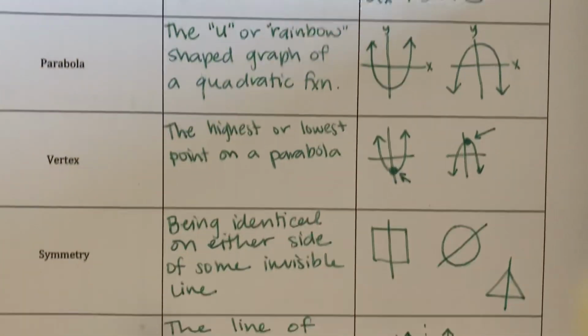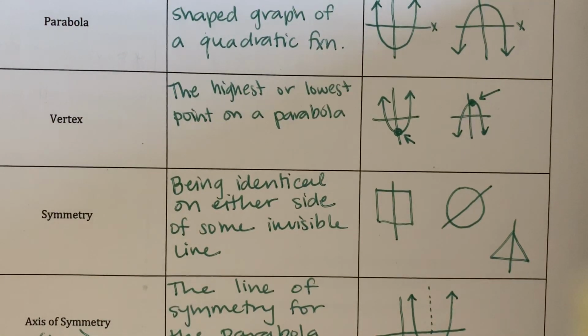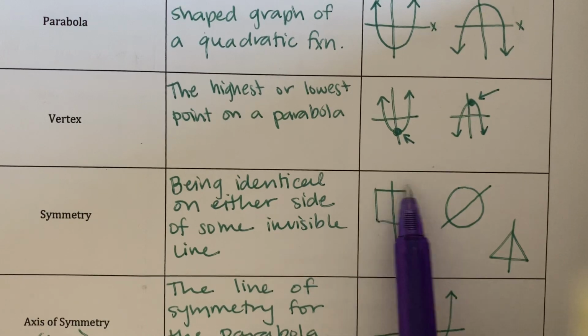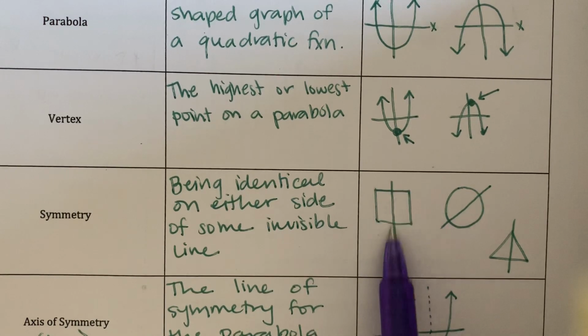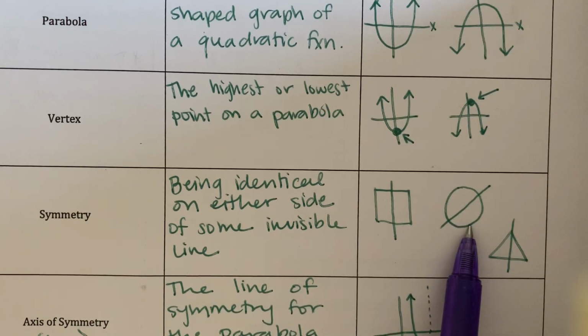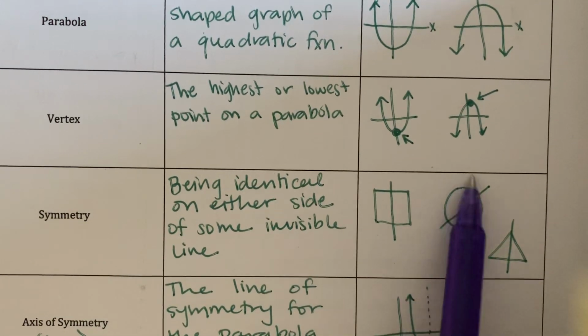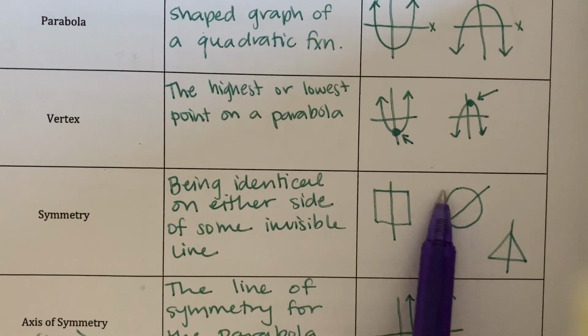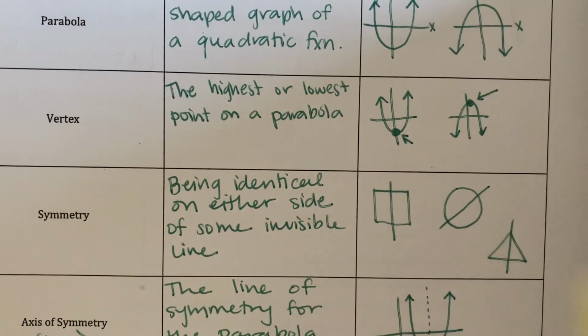Symmetry, this is just a general word, one that many of you are probably already familiar with. It's being identical on either side of some invisible line. So squares have symmetry, right? If you fold them in the middle, they're going to be identical on each side. Circles, if you fold them in almost any way through any center, it'll be symmetrical on both sides. Triangles have a line of symmetry too.